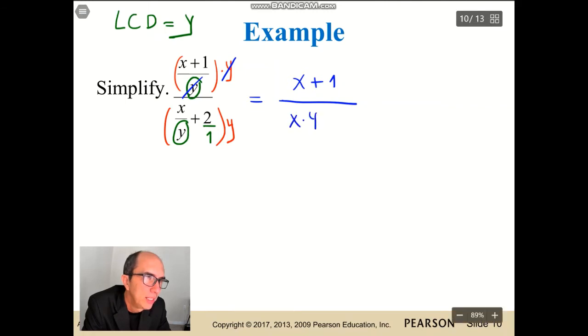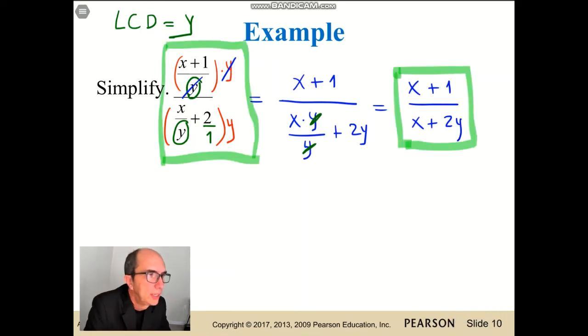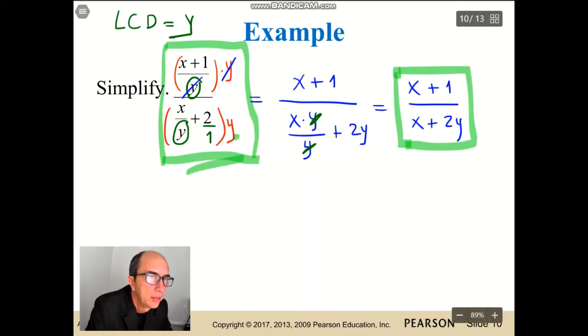Let's write everything so you understand. x times y over y plus 2y, and we are simplifying just this one, right? y over y equals 1. We can simplify, and then we can rewrite this as x plus 1 over x plus 2y. So this is the simplest rational expression resulting from the simplification of this complex rational expression here.